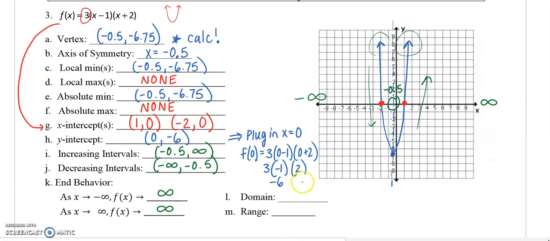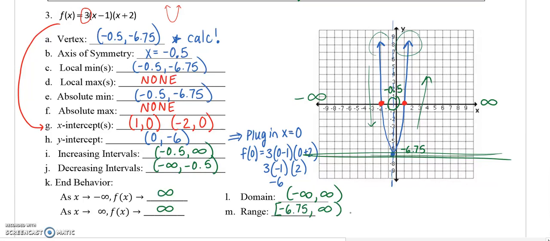And then last but not least, domain and range. Domain is left and right. I see an arrow left, I see an arrow right, so that's all reals, or negative infinity to infinity. Range, on the other hand, only goes as low as this point, so that's negative 6.75. Remember, that's from my vertex. So I'm going to say it starts at negative 6.75, and then those arrows are pointing up, so that's going to infinity.